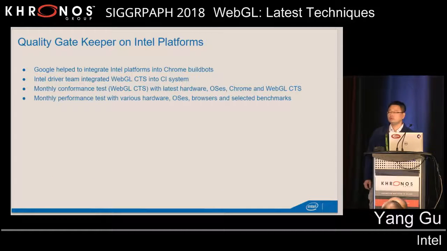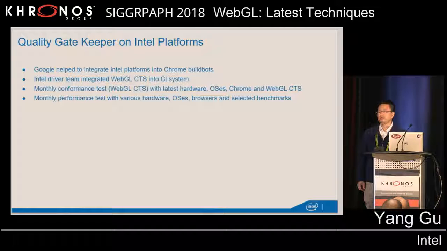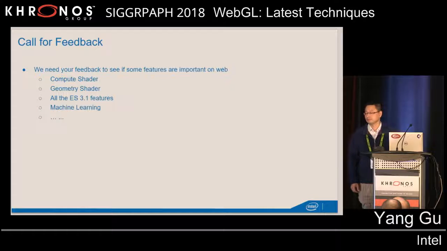We have long acted as the quality gatekeeper for web graphics on Intel platforms. With our continuous support, Google helped to integrate Intel platforms into the Chrome build bots, and our driver team also integrated the WebGL conformance test suite into the continuous integration system. We also have monthly conformance and performance tests, so we can further ensure the quality here.